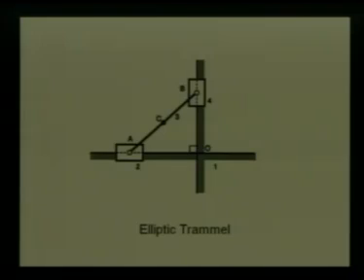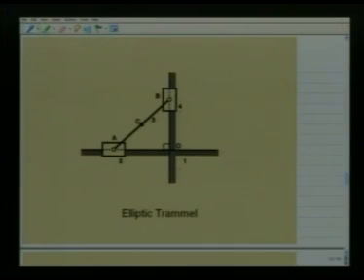Now let us consider another kinematic inversion from the same RRPP chain. In this mechanism, we consider the link which has prismatic pairs at both ends fixed. For example, this link 1 has a prismatic pair with link 4 and a prismatic pair with link 2 at right angles to each other. This mechanism is known as elliptic trammel. It will be obvious now why this name, elliptic trammel. Let us consider the physical construction of this mechanism rather than this kinematic representation.